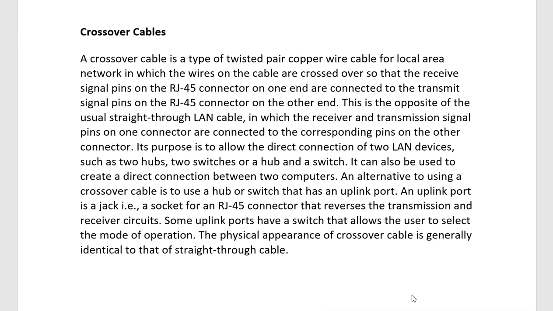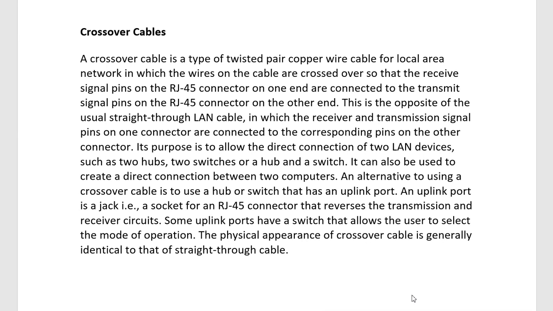Its purpose is to allow the direct connection of two LAN devices, such as two hubs, two switches, or hub and switches. It can also be used to create a direct connection between two computers. An alternative to using a crossover cable is to use a hub or switch that has an uplink port. An uplink port is a jack, that is a socket for an RJ45 connector, that reverses the transmission and receiver circuits. Some uplink ports have a switch that allows the user to select the mode of operation.